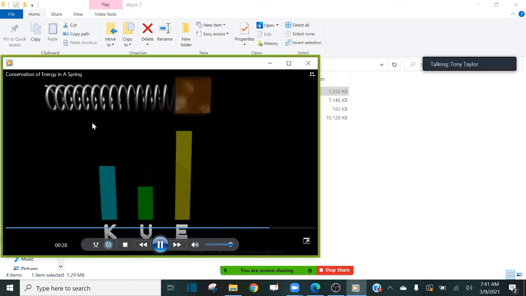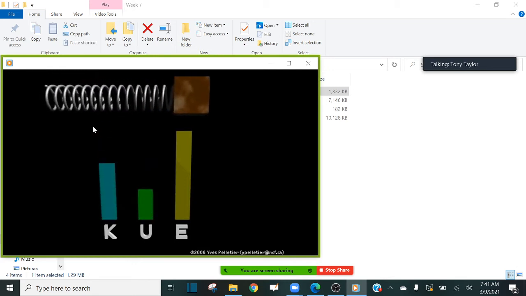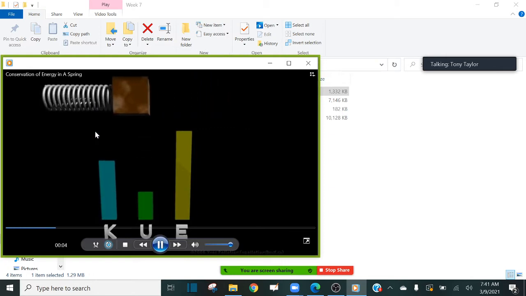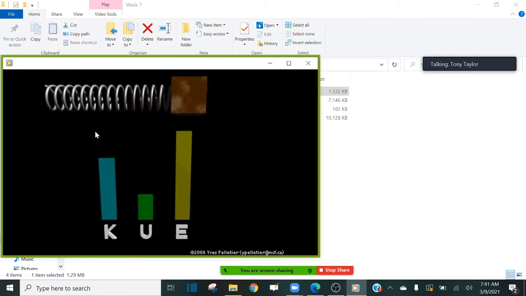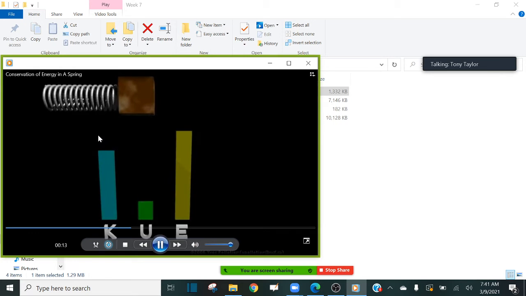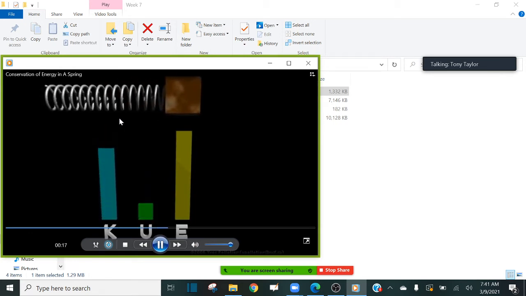And of course, assuming here that there's no friction to slow the system down, this system, in other words this block and spring, would just keep swaying back and forth over and over and over again. Like I said, this is an example of simple harmonic motion. And what we're going to be talking about today are ways of analyzing this process mathematically.